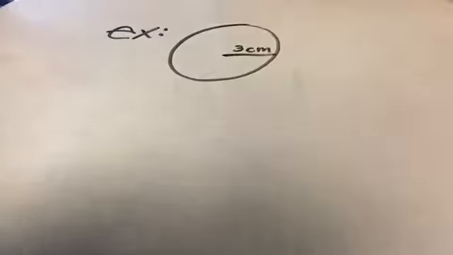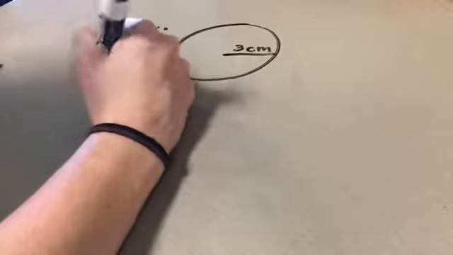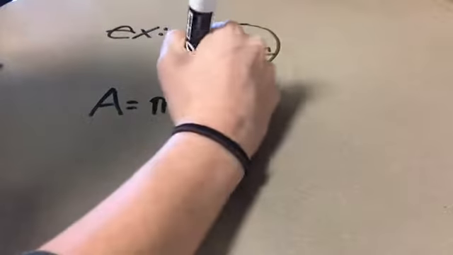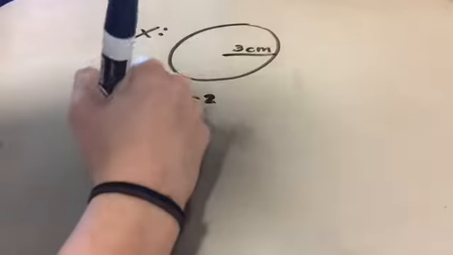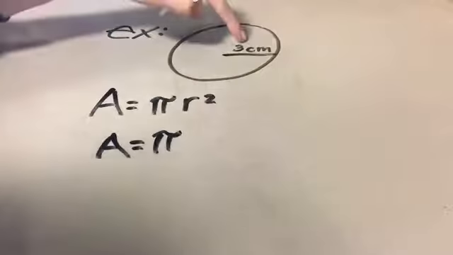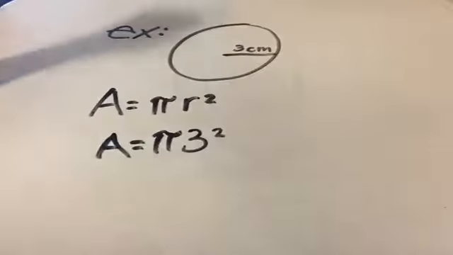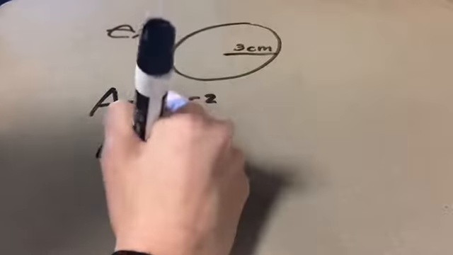Here's the circle, and r is 3 in this problem. So now we're going to plug all of our information into the equation. So you can see that 3 is r, so you're going to plug 3 in for r. So it's pi times 3 squared.